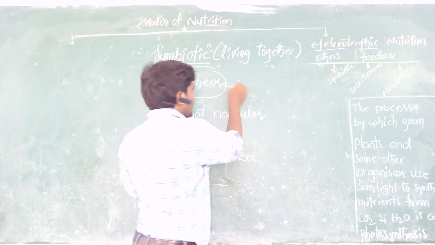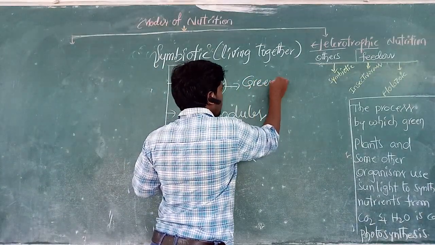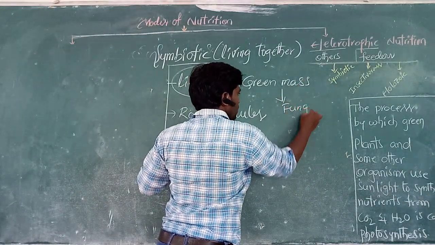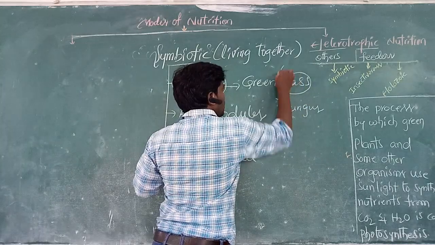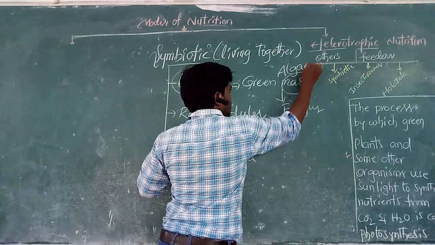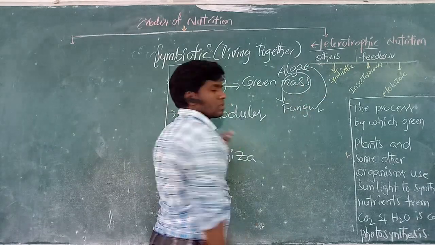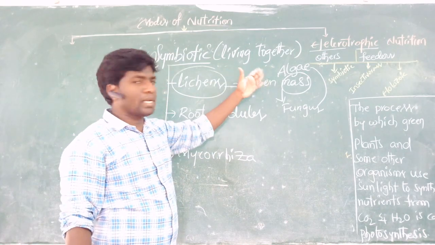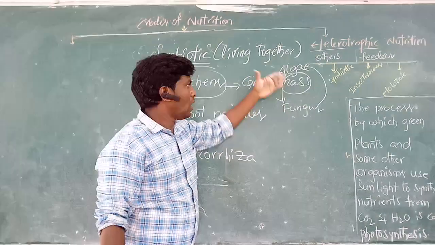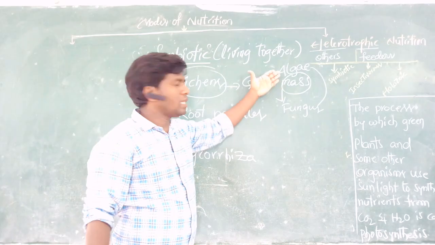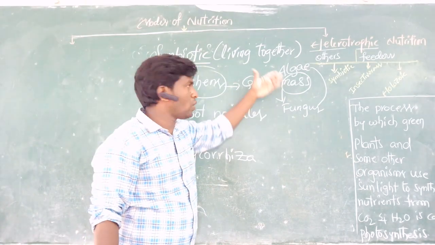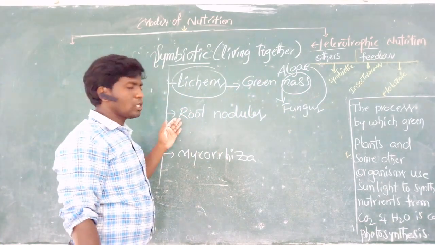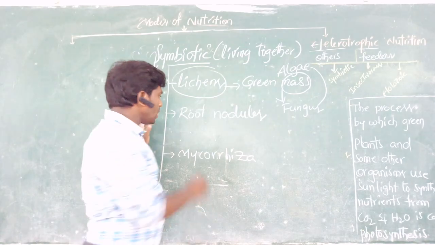Here the green colored mass utilizes the fungus. The relationship here is between algae and fungi. That is the symbiotic relationship. Both algae and fungi benefit. There is an advantage for these two different organisms. This is the algae, and this is the fungus.